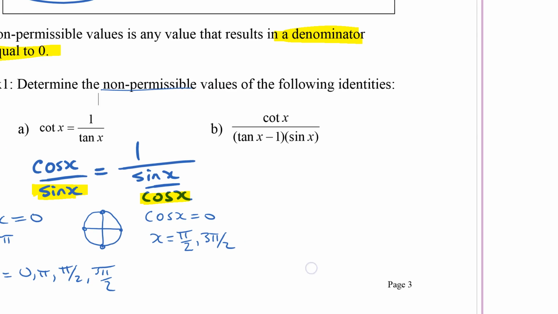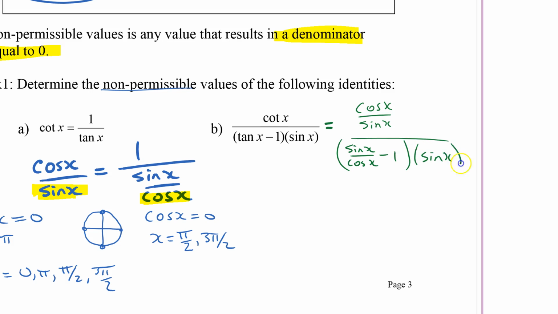Cotan. So just for space's sake, I'll go over here. Cotan is equal to cos of x over the sine of x, all over. So tan of x is equal to sine of x over cos of x, minus 1 times the sine of x. Okay, so now let's think about all the times when we have a denominator.